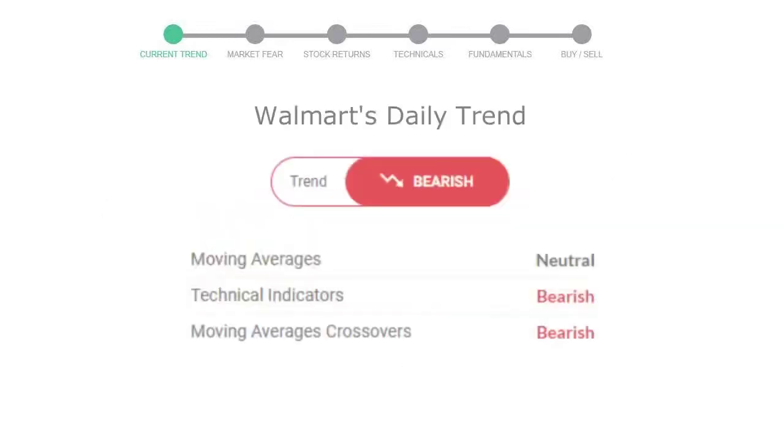Let's look at today's trend indicators. The moving average is neutral. Technical indication is in downtrend, and overall daily trend for the stock is in declining trend. Looking at weekly analysis, the weekly stock trend is in declining trend.